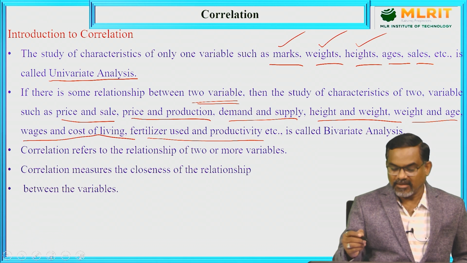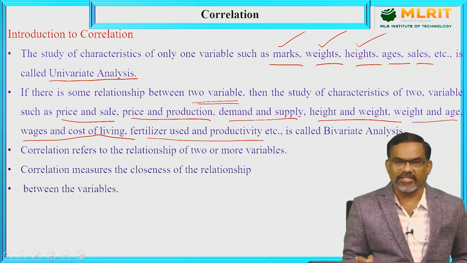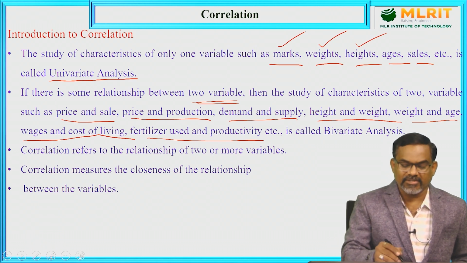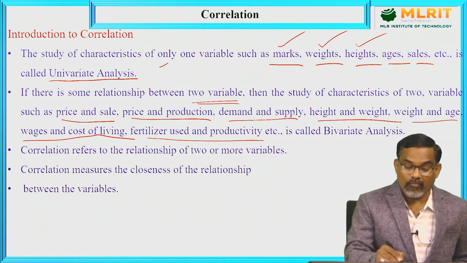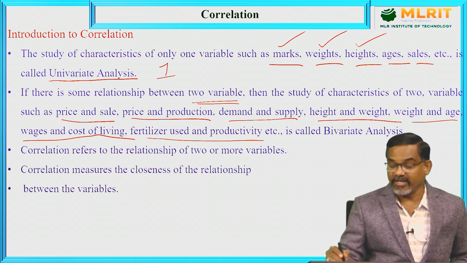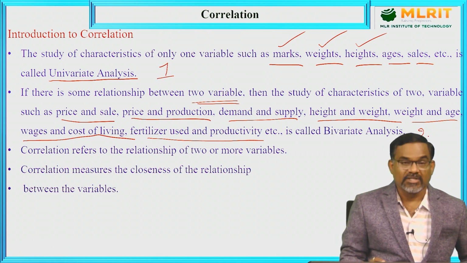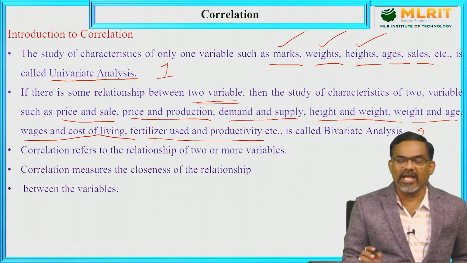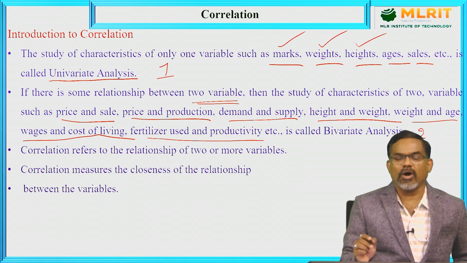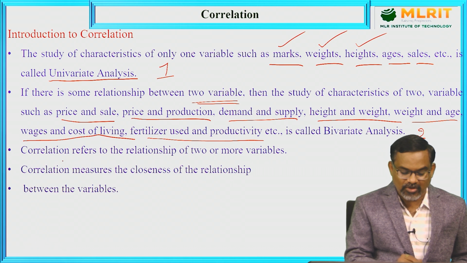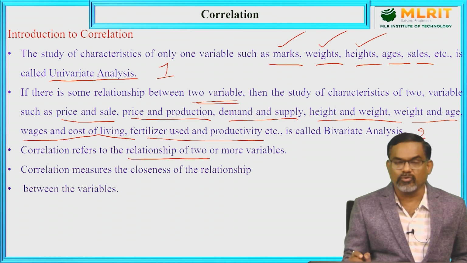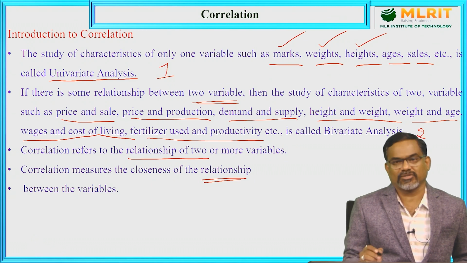If there are more than two, then that comes under multivariate analysis. So, univariate means we deal with only one variable. Bivariate, two variables. And the correlation refers to the relationship between two or more variables. Correlation measures the closeness of the relationship. So, using the correlation, we can measure how close the two variables are to each other.